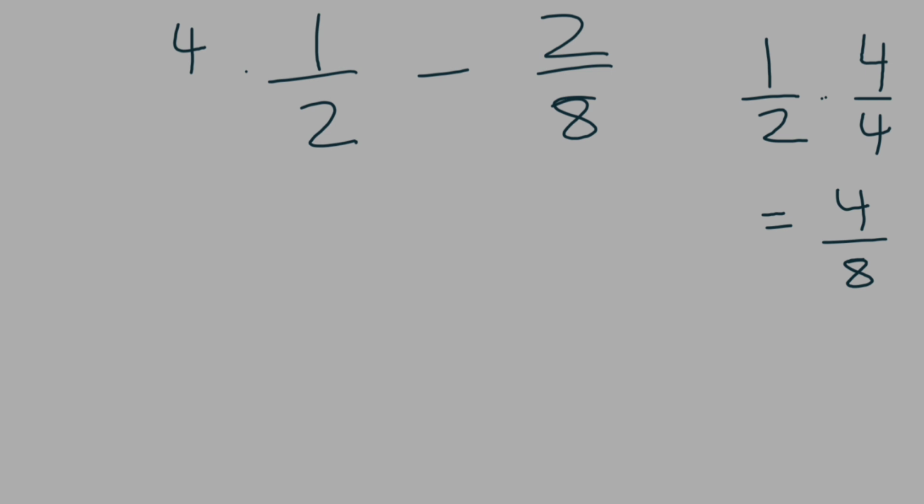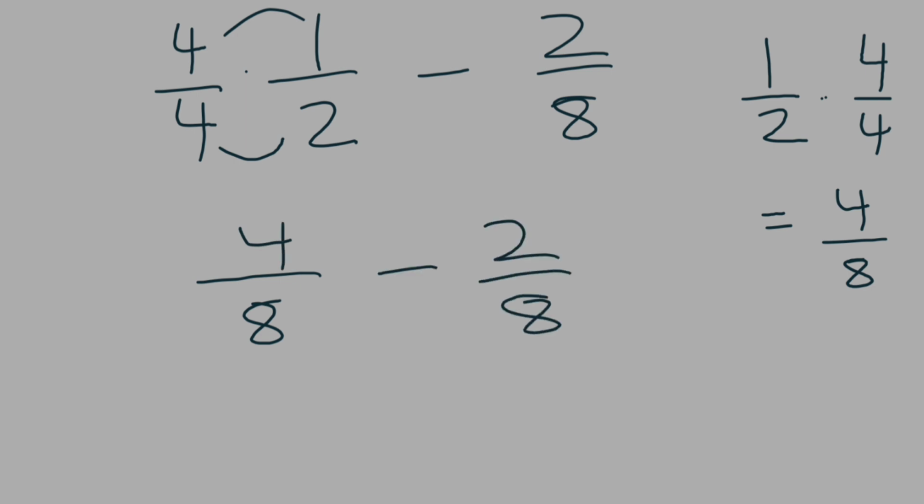or we could have done this directly. I can multiply this by 4 over 4 in order to get an 8 in the denominator. So 4 times 2 is 8, and 4 times 1 is 4. Then we have minus 2 over 8. We're going to keep that as it is. We've got the same denominator, so now I can subtract the fractions. So 4/8 minus 2/8 is going to be 2 over 8.